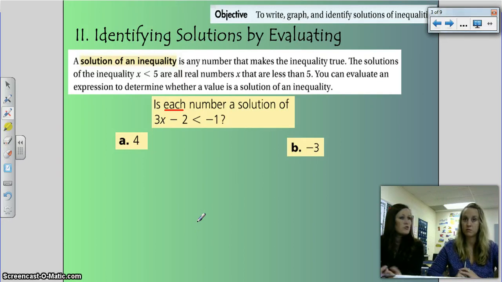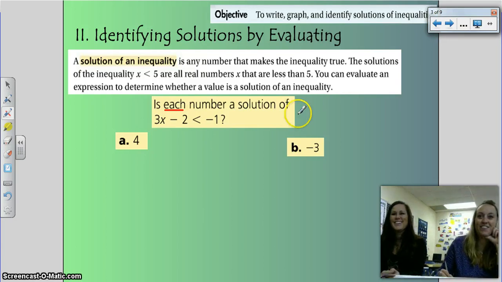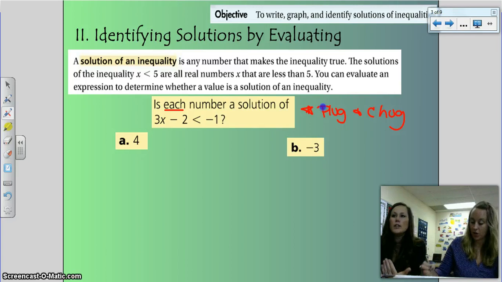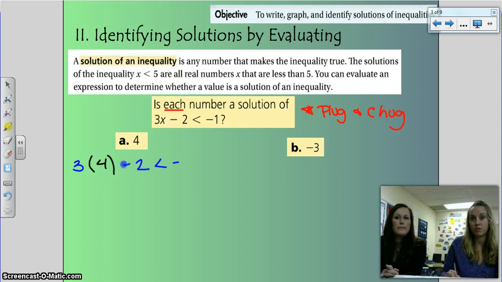So we're basically going to solve the same way we've been doing. Is this a plug and chug? It is! Plug and chug, folks. We love that. Okay, so write that down. But instead of our equal sign, we've got the inequality sign. So, same song and dance, friends. You rewrite this, but instead of x, plug in the 4. 3 times 4 minus 2 is less than negative 1. And now we chug. 3 times 4 is 12. Minus 2 is less than negative 1.